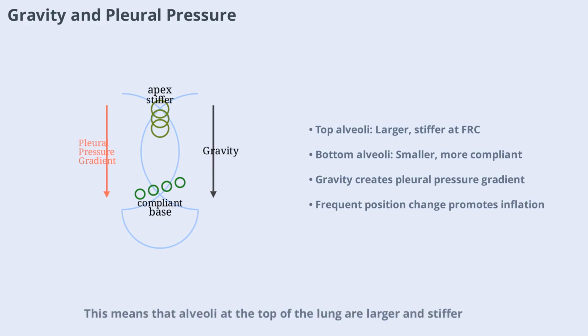This means that alveoli at the top of the lung are larger and stiffer, while those at the bottom are more compliant and fill more during normal breaths. In post-operative patients, lower lung regions may not inflate well, so positioning strategies often aim to place atelectatic regions uppermost or encourage frequent position changes to promote optimal gas exchange.